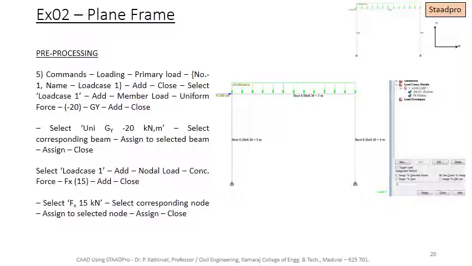Similarly, select load case 1, add, select nodal load, concentrated force, and the direction is fx, positive fx direction. So click plus 15, add and close. Now select this fx 15 kilonewton, select the corresponding node, here node number 2, assign to selected node, assign and close. You can see the point load is assigned on the second node.